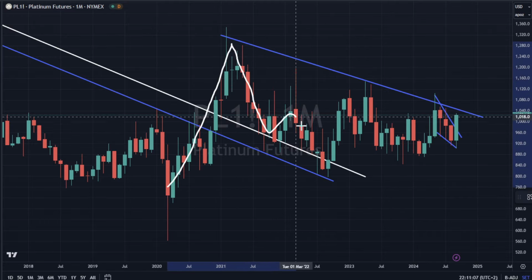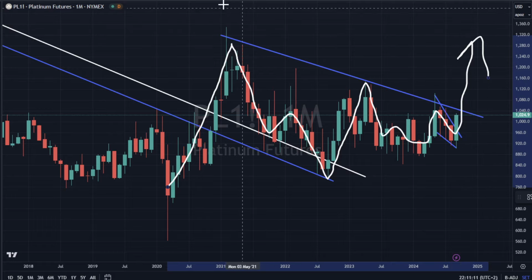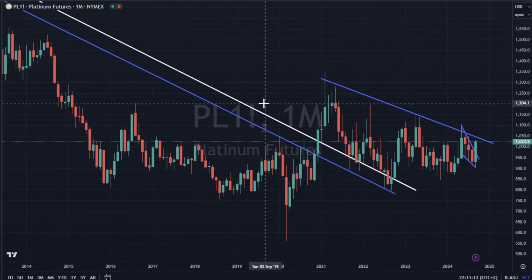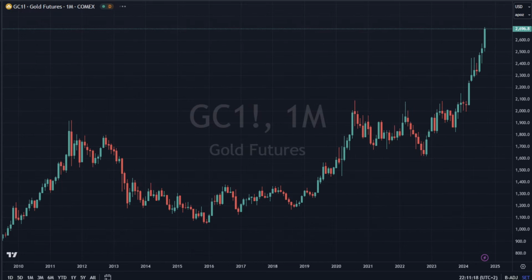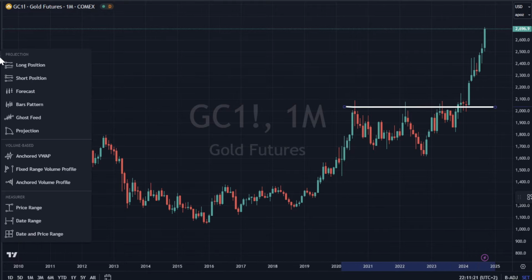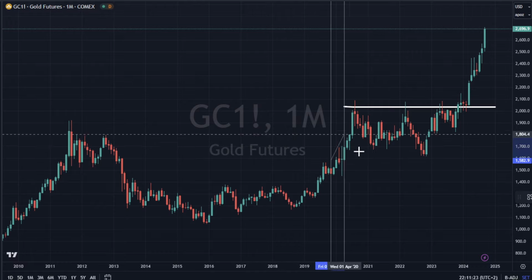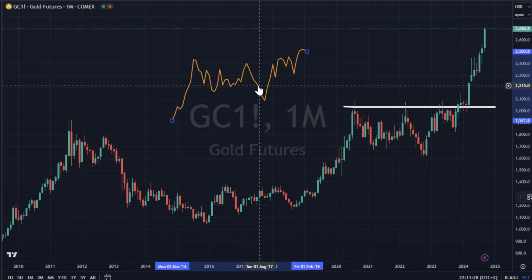We also have this pattern here that we've seen before big breakouts. It's the same pattern that silver had before it broke out. It's the same pattern that gold had before it broke out. It's this pattern right here. I will copy it and show you it. So it is this pattern right there. That is the pattern I'm talking about.